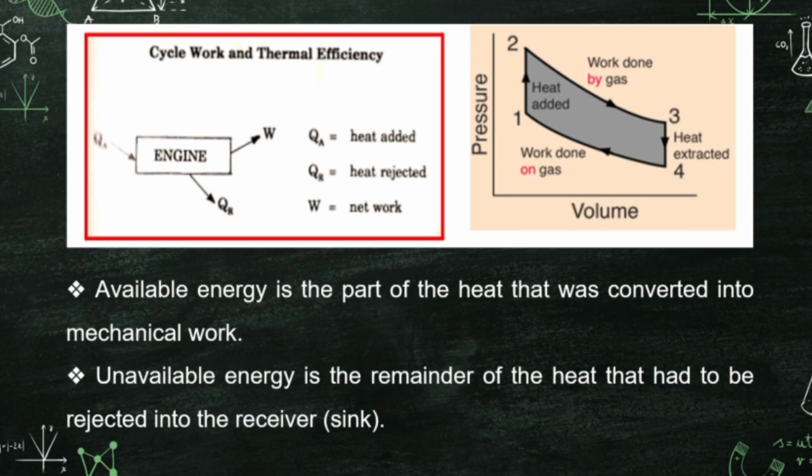Next, this illustration shows that the heat entering the engine is divided into 2 parts: the available energy and the unavailable energy. The available energy is converted into useful work, while the unavailable energy is rejected as waste heat. Beside it is the pressure volume diagram. The enclosed area inside the graph represents the net work produced during one complete cycle.